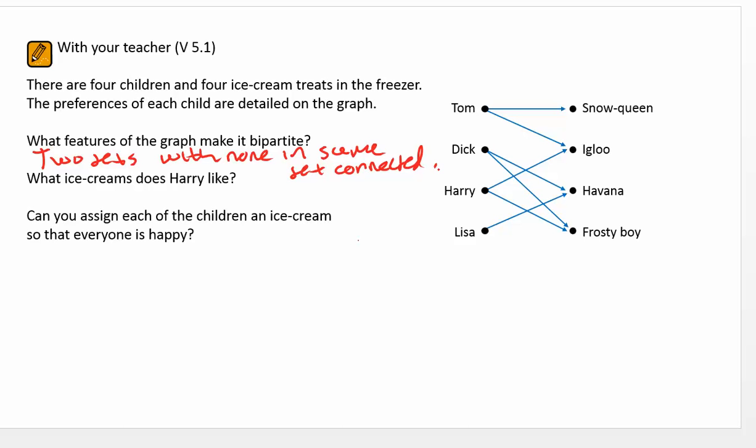Now, if we have a look at this, you can see that Harry likes both the Igloo and the Frosty Boy. Now, we're assigning each child an ice cream so everyone's happy. What we've got to do is look at those that perhaps only have one ice cream they particularly like. Now, in this instance, Lisa only likes Havana's, so we better just sort Lisa out first.